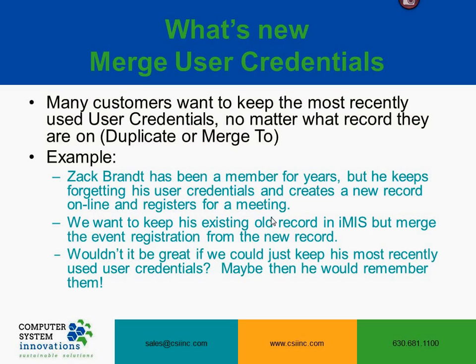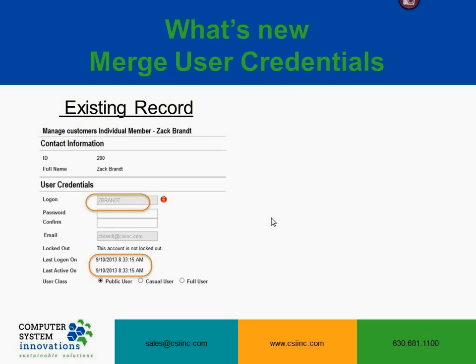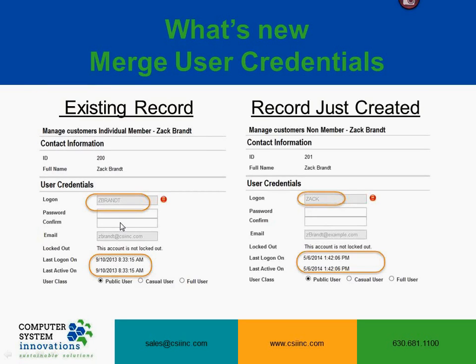So I'm going to merge everything from the new record he just created into the old, right? But hey, wouldn't it be great if I could keep his most recently used user credentials? There might be a small chance that he would remember. So we look at his ID 200, that's his old record. His login is zbranch, and he last logged in September 10th, 2013. Obviously, I can't see his password.